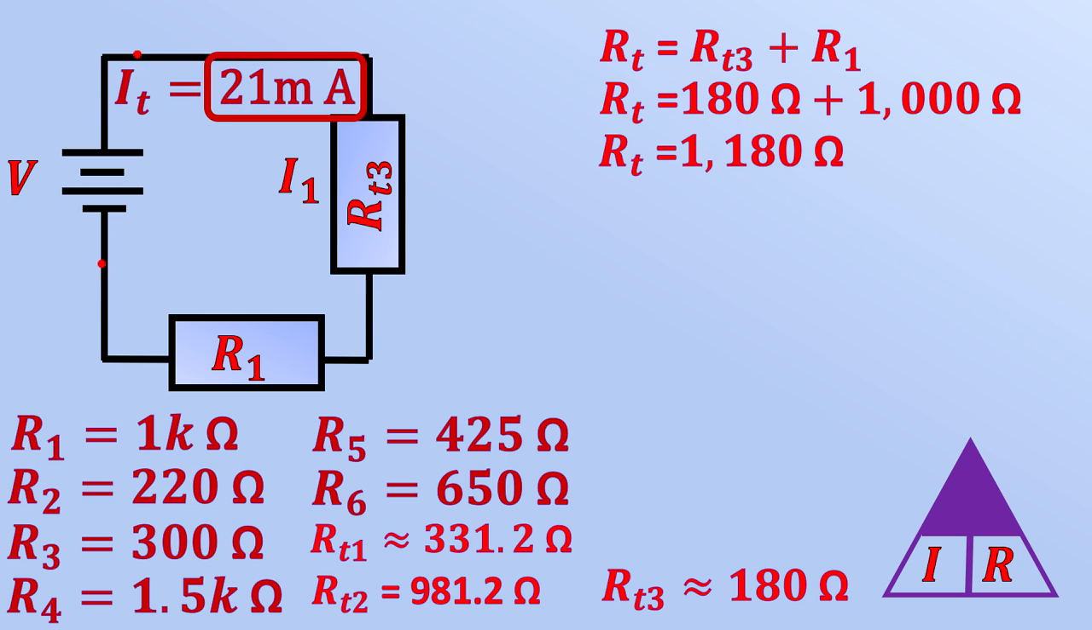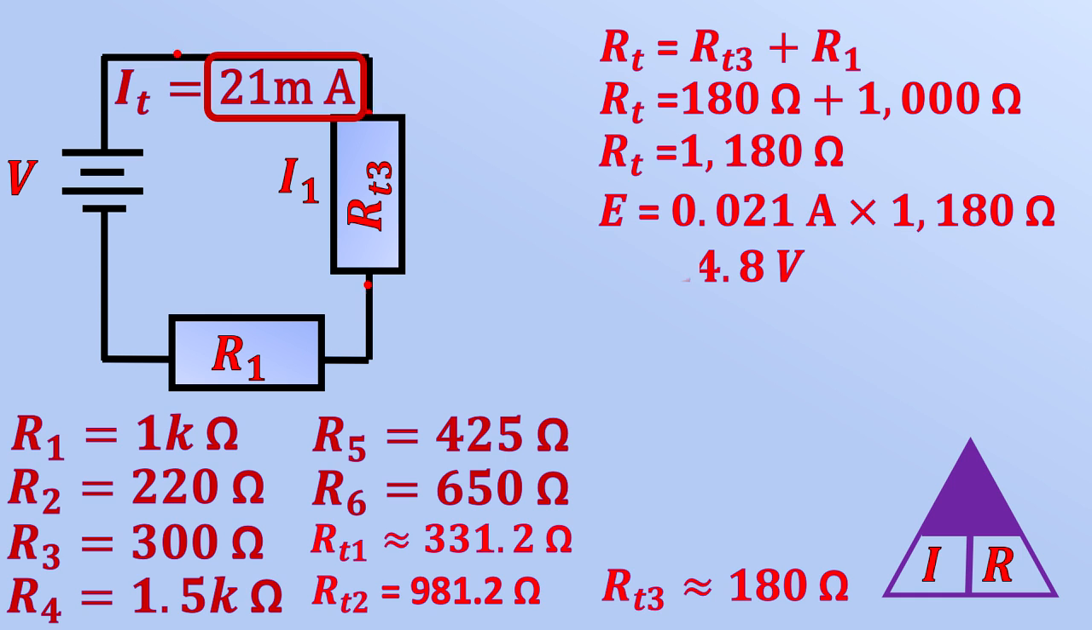Now that 21 milliamps is not the same as 21 amps, so we don't want to multiply 21 times 1,180. We have to move that decimal place 3 places to the left. So that's going to be 0.021 amps times 1,180 ohms, which comes out to 24.8 volts. And that's kind of an introduction to compound circuits.